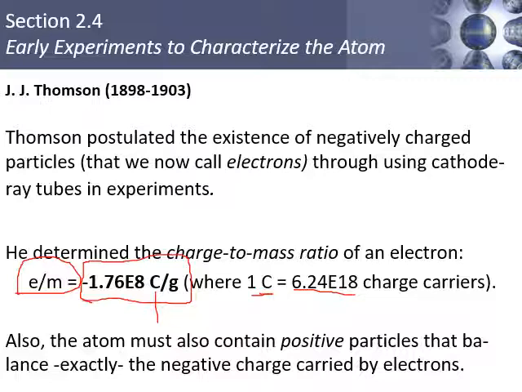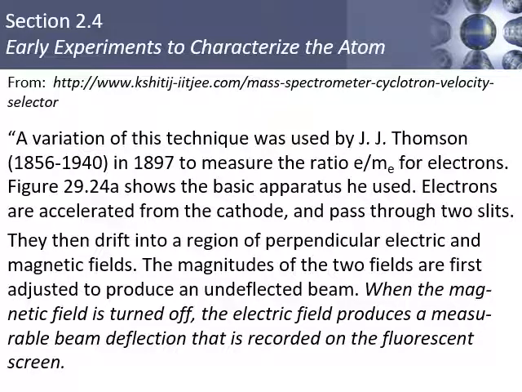So in this case, he determined that the ratio of the charge to the mass of an electron is minus 1.76 times 10 to the 8th power coulombs per gram of electrons. Next slide. And then you can stop here and pause and read this if you want to. Let's go to the next slide.